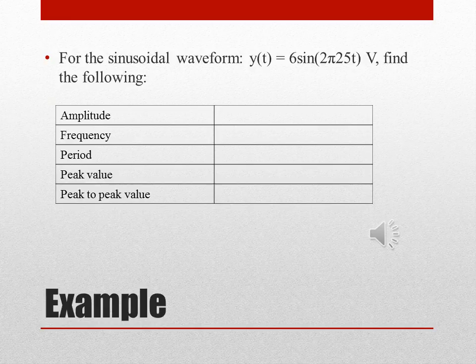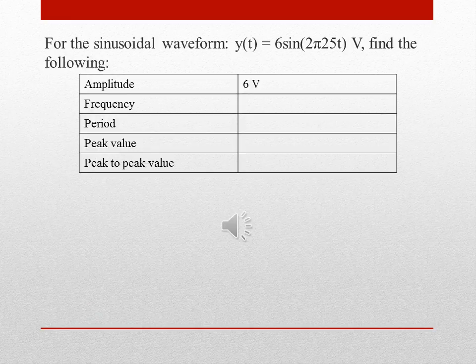For the following waveform, find the amplitude, frequency, period, peak value, and peak-to-peak value. We know from slide 2 that amplitude is the A value, therefore A = 6. Also from slide 2 we saw F was the frequency. As a result, F = 25 Hz. Now we have the frequency, we can use T = 1/F to find the period. As a result, the period equals 0.04 seconds.